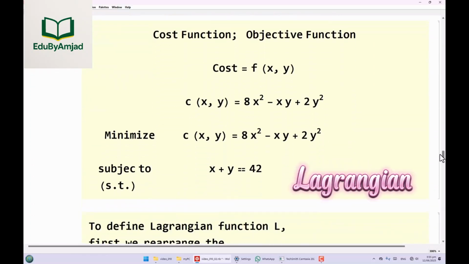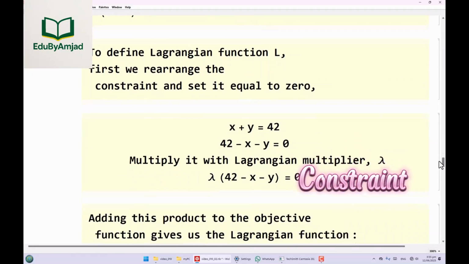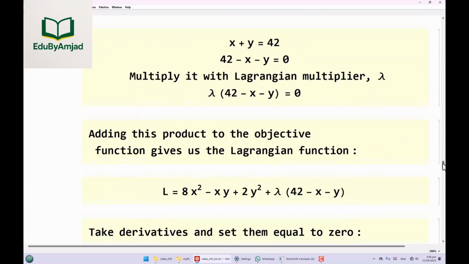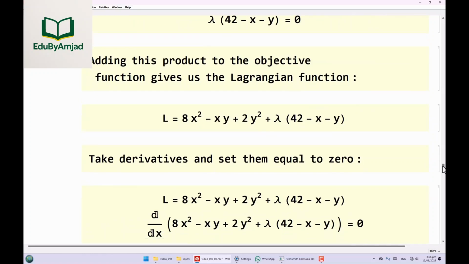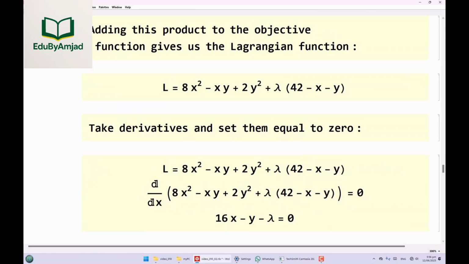Now, let's turn to the Lagrangian method to find the optimal point. To define the Lagrangian function L, first we rearrange the constraint and set it equal to 0. x plus y is equal to 42. Rearrange: 42 minus x minus y equals 0. Multiply it with the Lagrangian multiplier lambda. Adding this product to the objective function gives us the Lagrangian function.